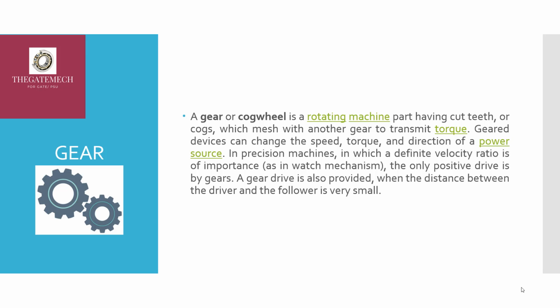So first, what is a gear? A gear is also called a cogwheel. A gear or cogwheel is a rotating machine part having cut teeth on it and meshed with another gear to transmit torque. In precision machines like watch mechanisms, in which a definite velocity ratio is most important, the only positive drive is by gear. A gear drive is also provided when the distance between the follower and the driver is very small.